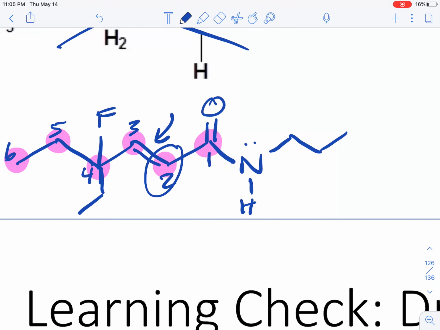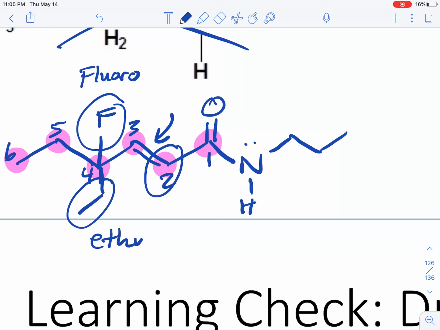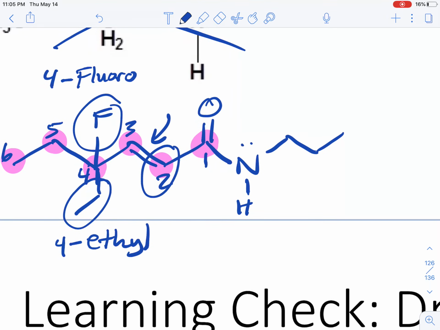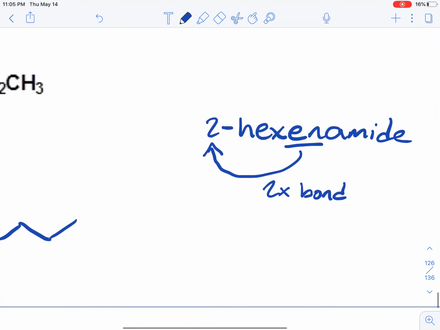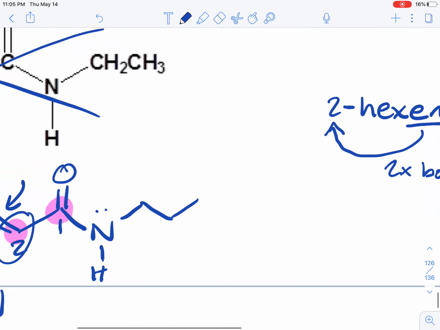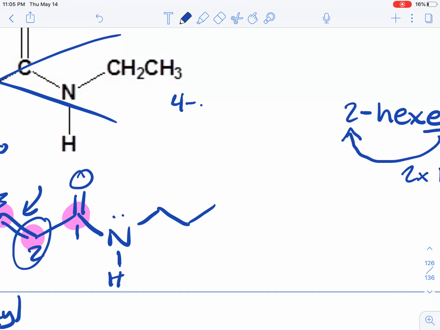That's cool. Let's go ahead and name our last two substituents. So we have a fluoro and we have an ethyl. And they're both on carbon 4. Since we have two different substituents, we just need to figure out which one we're going to name first. Here, E comes before F, so you have to do it alphabetically. And so the one that I'm going to name first is 4-ethyl. So I have 4-ethyl.